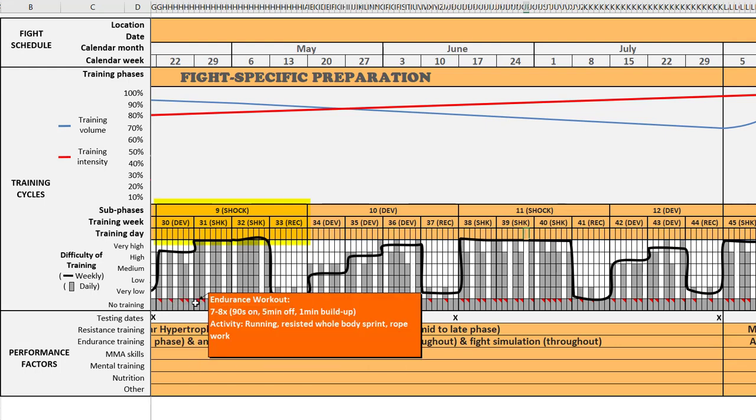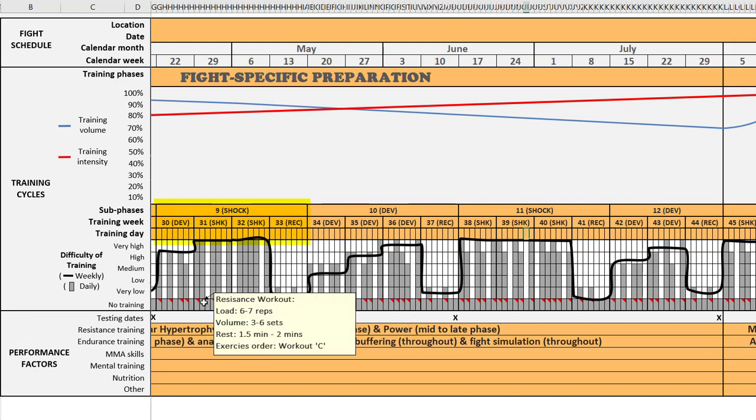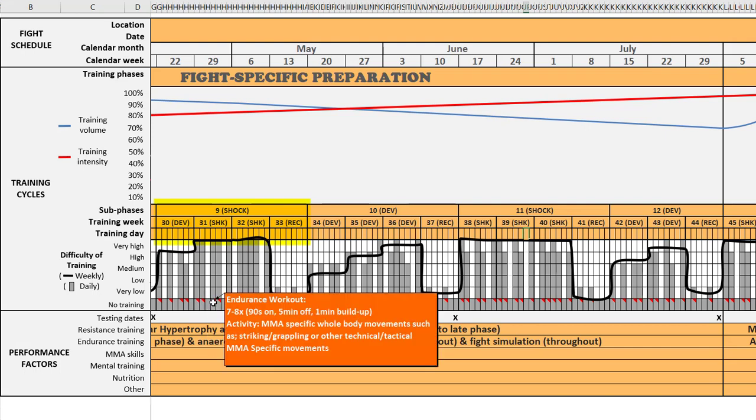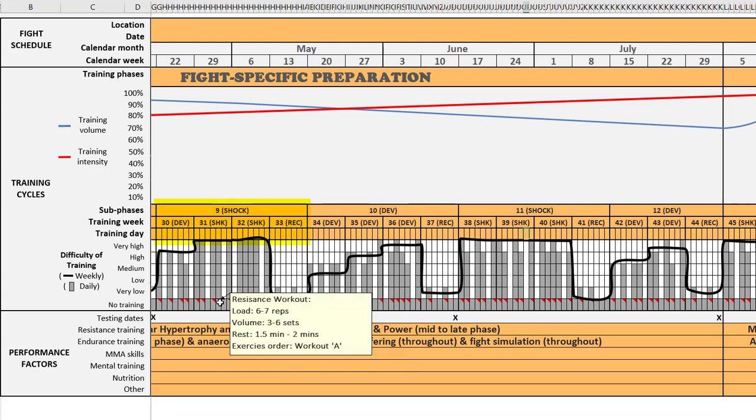And then we move over to week 31. So the increasing training difficulty in this week is achieved by increasing the number of sets in the endurance training to 7 to 8, as you can see here. The resistance training structure stays the same. So you can see here. And then for endurance workout, it's back to the MMA specific workout for the second workout of the week. And then back to the resistance training pattern.